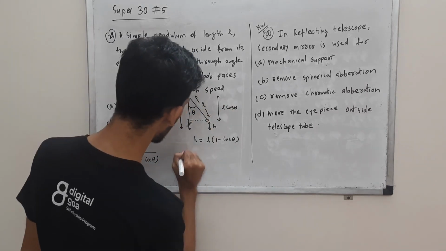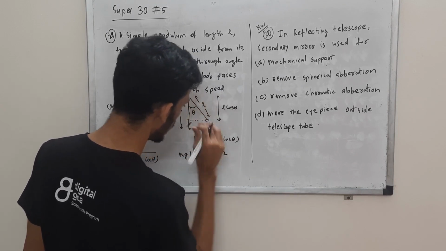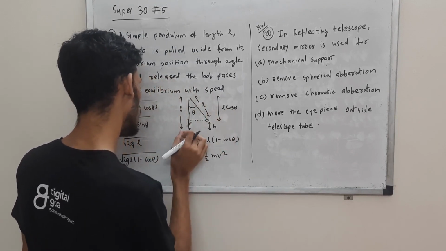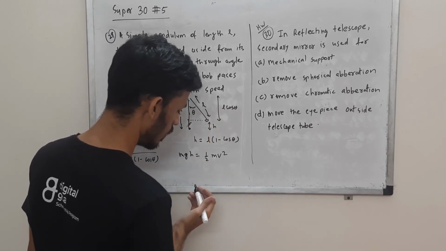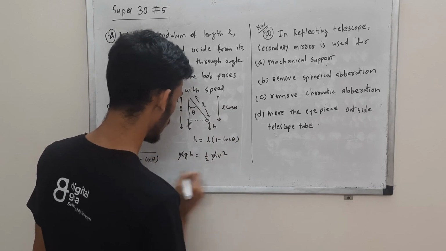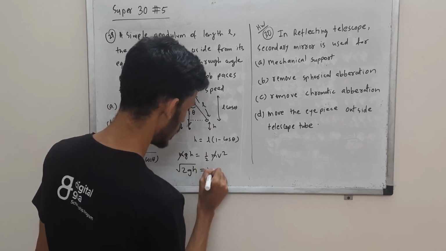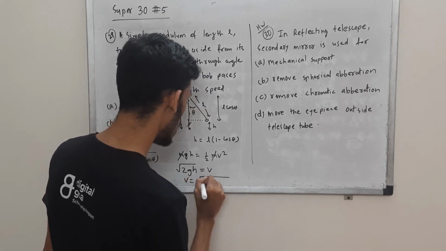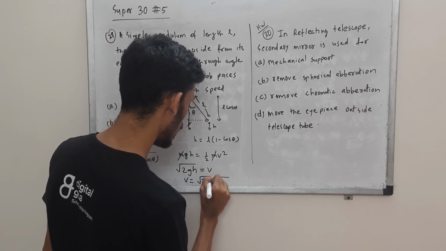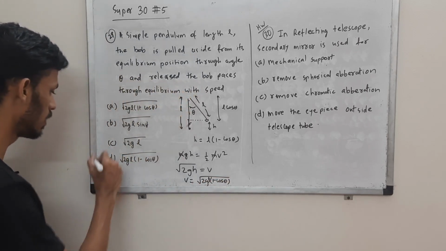So you can use now mgh is equal to half mv square. Okay, the potential energy at this point will be equal to the kinetic energy at this point. At this point it will be purely kinetic. If the reference potential is 0, m and m will get cancelled. 2gh, right? Under root 2gh. This is the velocity that you obtain. Okay, you could have directly used the relation. So 2gh is L 1 minus cos theta, which is option D.